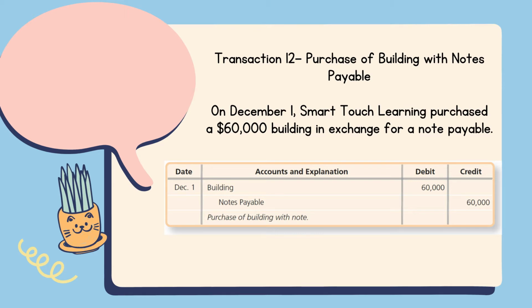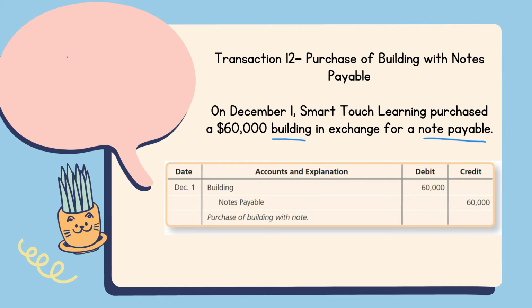Transaction 12. Purchase of building with notes payable. On December 1st, Smart Touch Learning purchased a $60,000 building in exchange for a note payable. So I bought a building, but I did not pay cash. I signed a note payable. Note payable is a promissory note from my side. I'm promising the landlord that I'm gonna pay him the $60,000 in the future with interest.